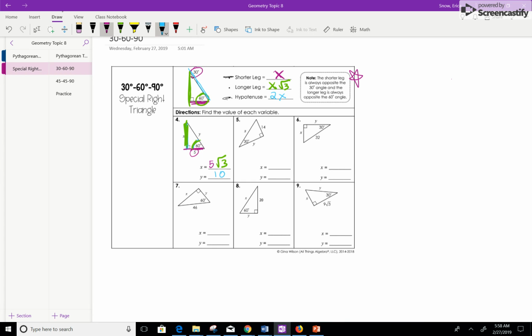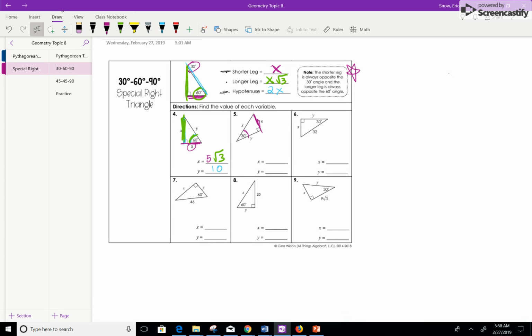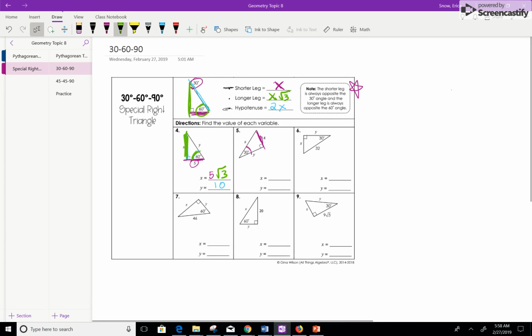Okay, on the next one, we've got that short leg again that they gave us. It's 4. So our long leg, which is y, is going to be 4 root 3. And x, our hypotenuse, is going to be 8. 4 times 2 is 8.